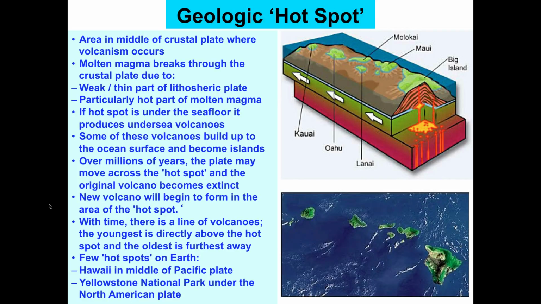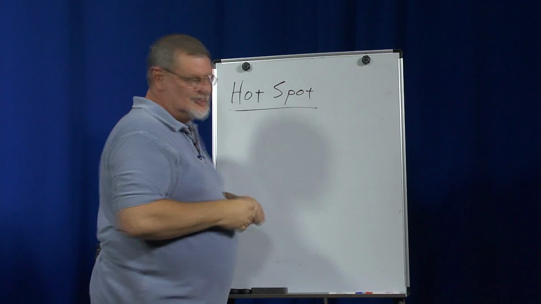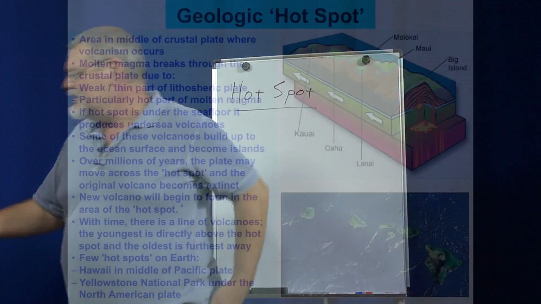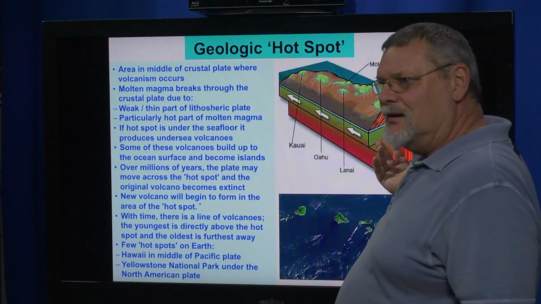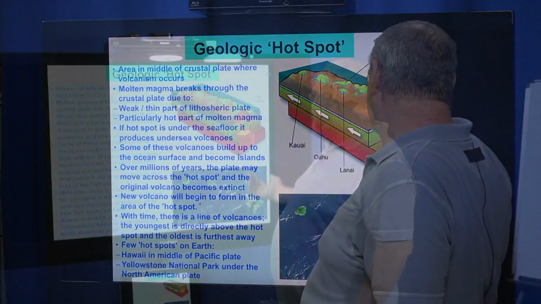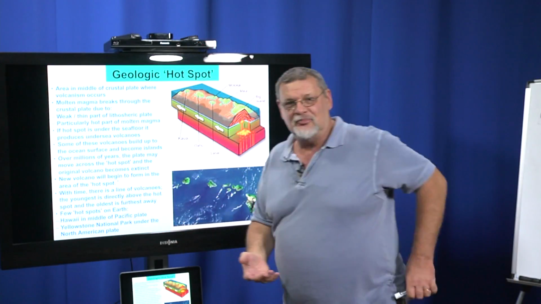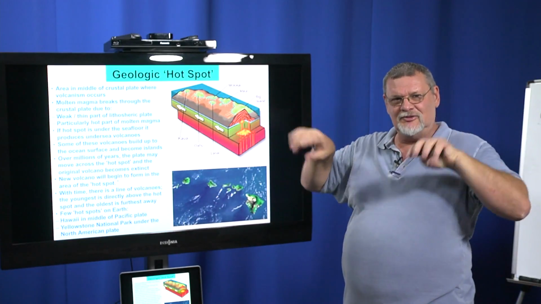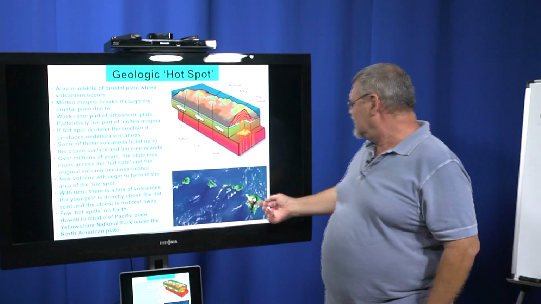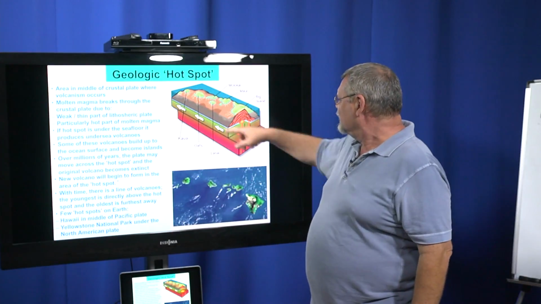The hot spot is in the middle of a plate. In the middle of the Pacific plate, there's hot material coming up. Now, apparently it's not hot enough to break the Pacific plate apart so that you have a rift there and then it goes in two different directions. But it's one single spot in the ocean.